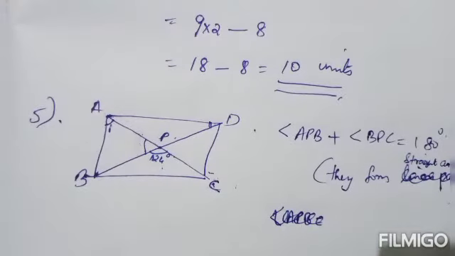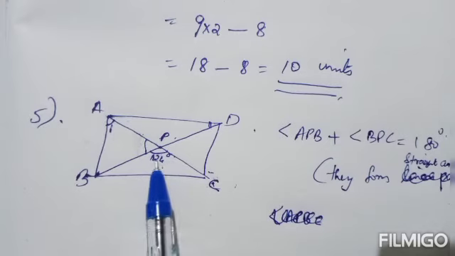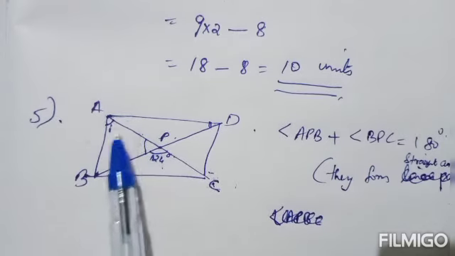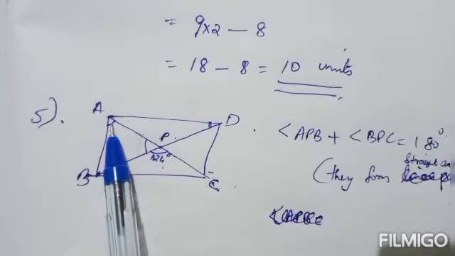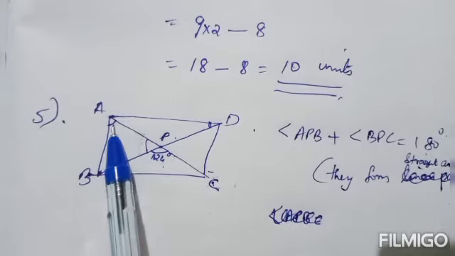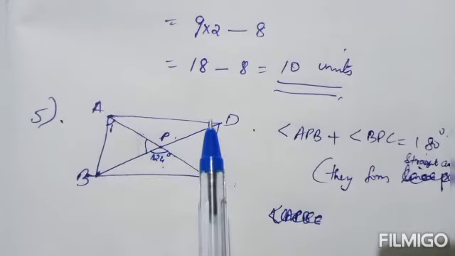Fifth question. ABCD is a rectangle. If angle BPC equal to 124 degree, calculate angle BAP, and second, angle ADP. So here a rectangle ABCD is given. In that, angle BPC is given as 124 degree. You have to find angle BAP, that is this angle, and angle ADP, this angle.